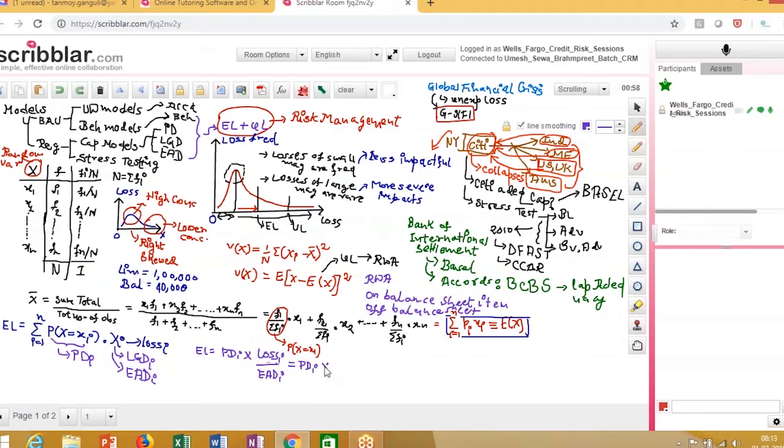into the LGD of the account. So there are these two core components. Now the question that comes out is, where does the EAD go?